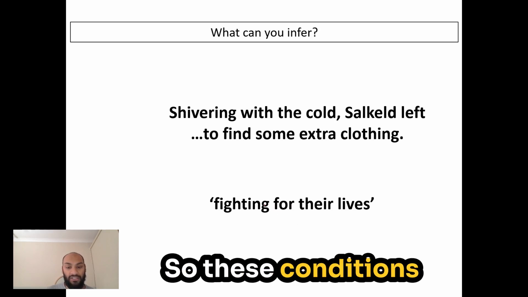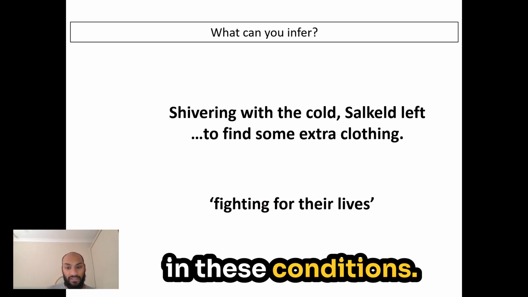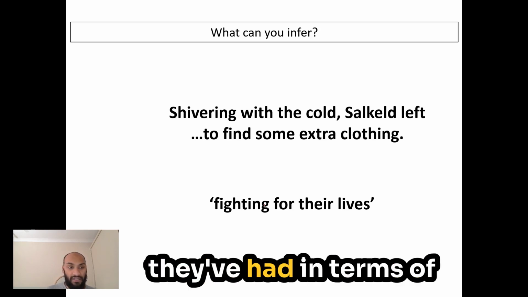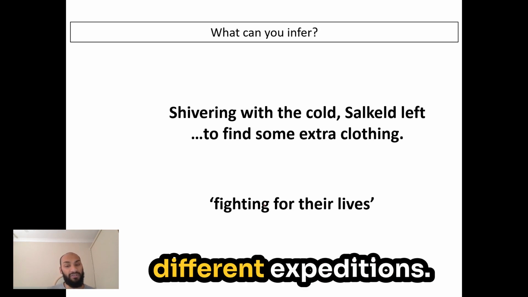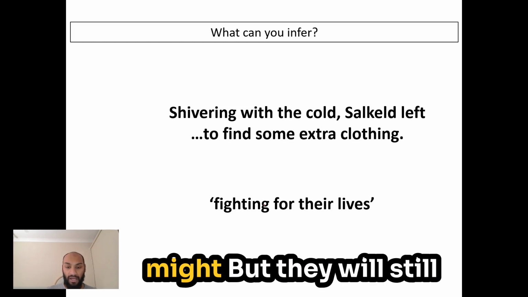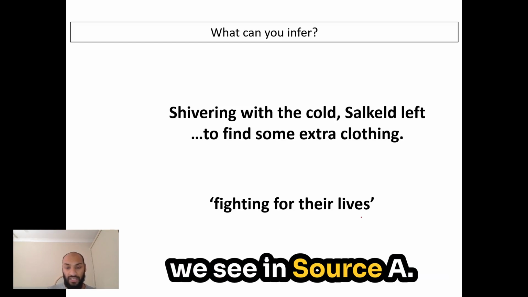These conditions are horrible and no one would wish to be in these conditions. It doesn't matter what type of experience they've had in terms of journeying into different places and going on different expeditions. It doesn't matter what experience a person might have, they will still be fighting for their life. And this is what we see in source A.